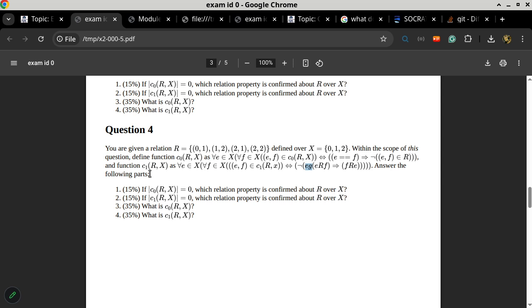Did I give you guys the key to this exam? The key is correct.